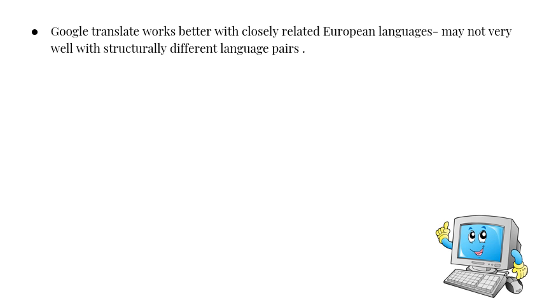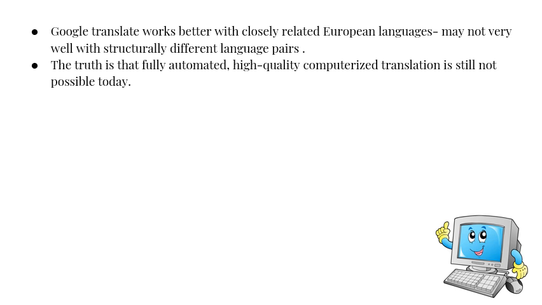Research, in terms of Google Translate, has shown that it works better with closely related European languages. So if you're translating from English to French, for example, or vice versa, Google Translate works better with that, but may not work very well with structurally different language pairs. So for example, translating English to Japanese and so on.